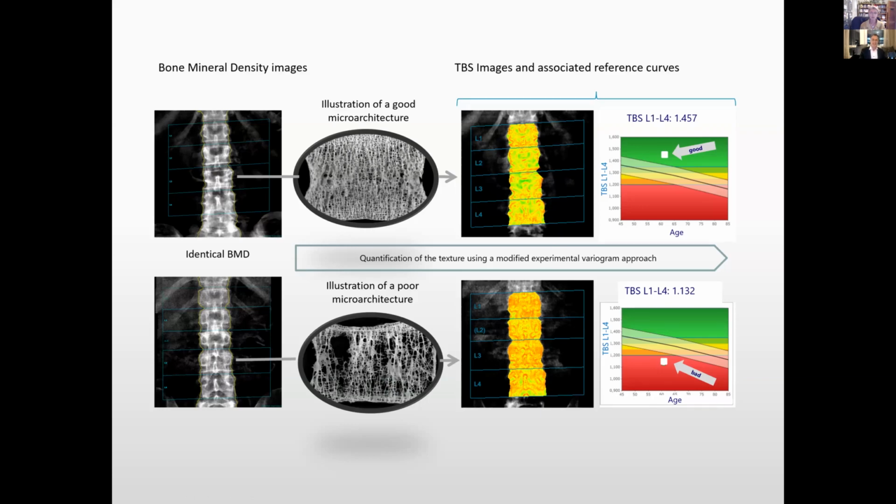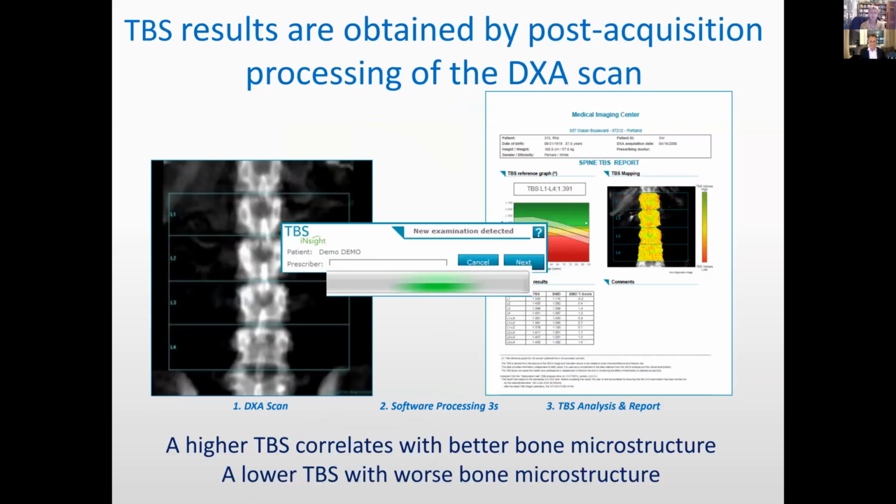Having said that, we don't need to re-irradiate the patient. It's just a software you plug on the DXA machine or the bone densitometry, and then every time you have a DEXA scan of the spine, within a few seconds, by post-acquisition processing, you will be extracting that TBS analysis. And if you have a high TBS value, that means you have a good structure. If you have a low TBS value, that will mean a worse structure.